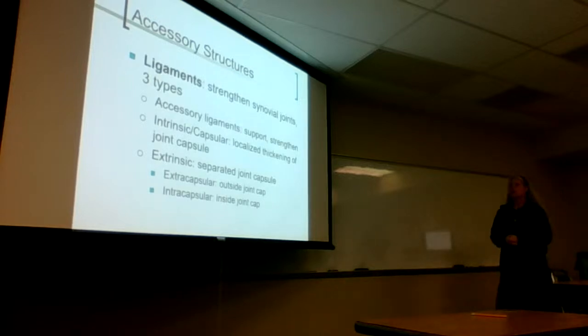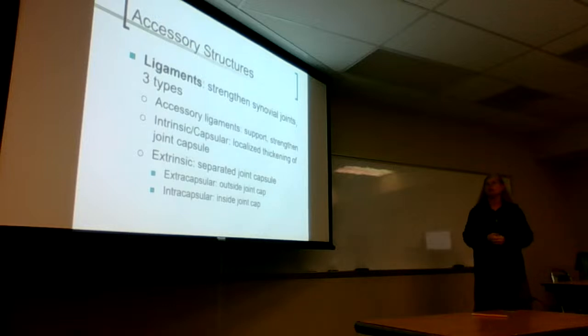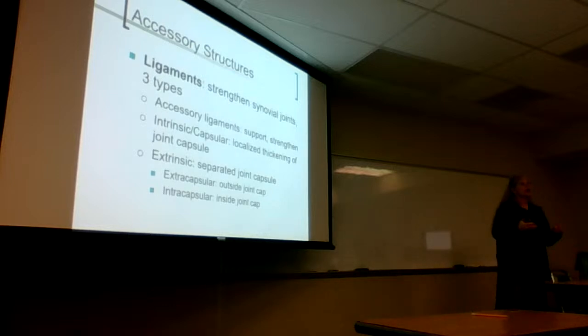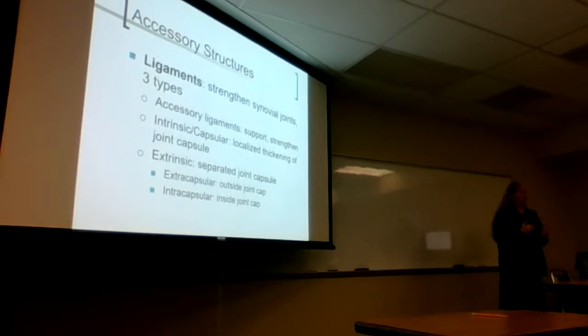The first one we have are accessory ligaments. These are usually the biggest ones. They're the furthest from it. Those collateral ligaments we saw with the knee are accessory ligaments. They're really kind of far out. They're really big, noticeable ligaments. So they help to support, they help to strengthen the joint. Intrinsic or capsular ligaments, interchangeable. These are localized thickening of the joint capsule. So you can't see them from the outside because they're a part of the joint capsule.